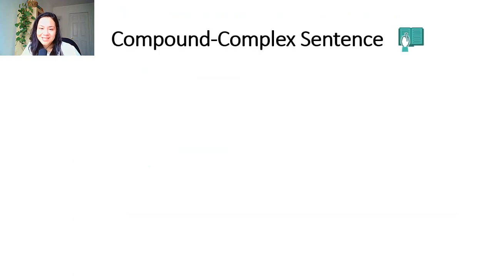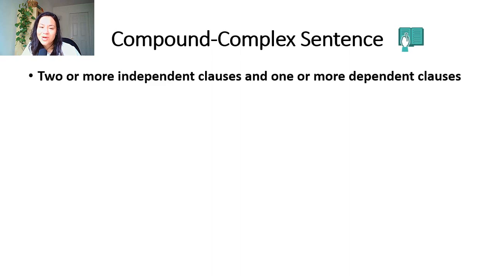The last sentence type is the compound complex sentence. A compound complex sentence consists of two or more independent clauses and one or more dependent clauses. Therefore, we can combine all of the components of a sentence together to form the compound complex sentence. Note that in technical writing, this type of sentence will not be used as often as the others because it's important to keep communication brief and to the point.